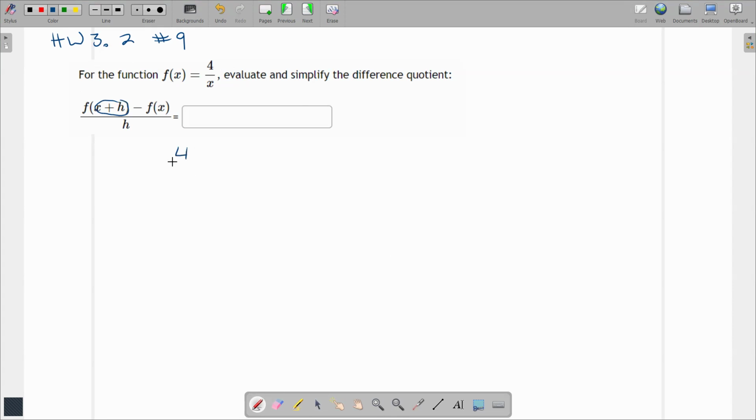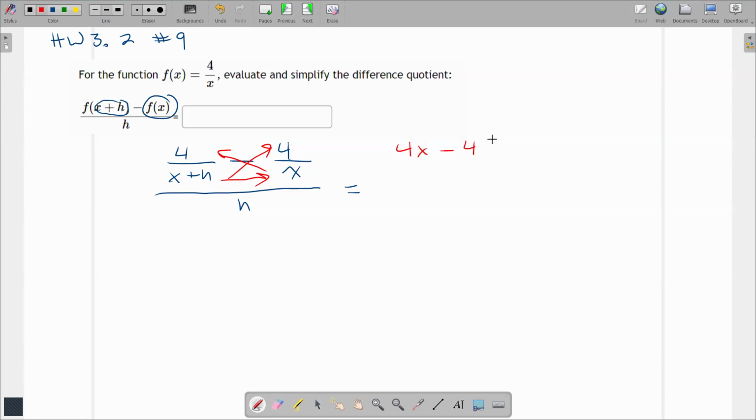So that's going to give me 4 over x plus h, minus f of x, well, that's just 4 over x. And then all of that has to be divided by h. For the numerator, the common denominator is those two denominators, which is pretty much a cross multiply and cross again. So that's going to give me 4x minus 4 times x plus h over x plus h times x.